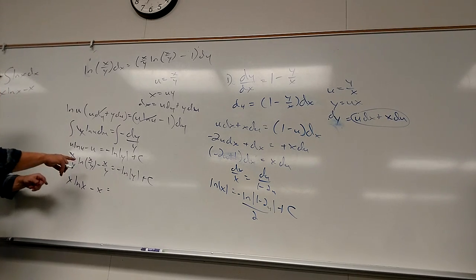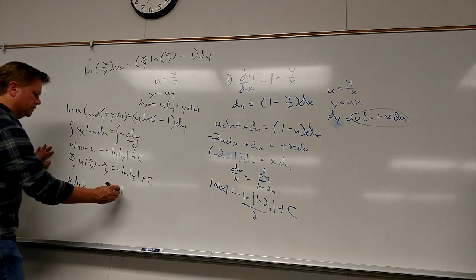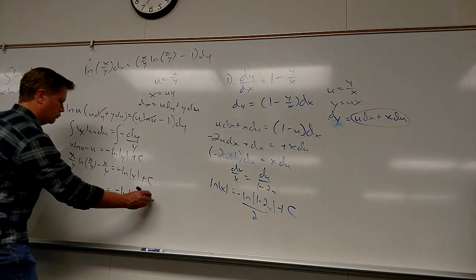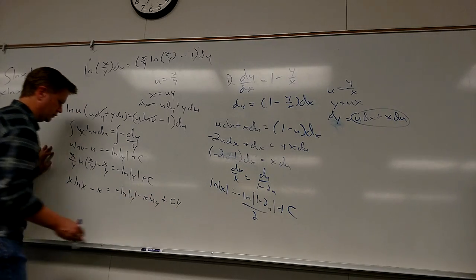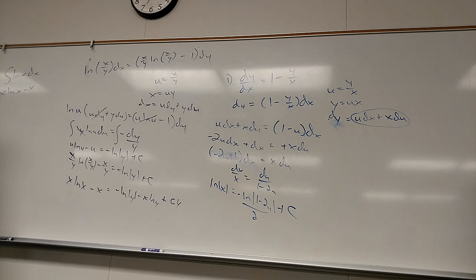This would be y minus 1, right? x ln y minus ln y minus x ln y. I still have an x over there, too bad. Plus cy. I was trying to make all my x's and y's on one side, but I don't think I can. Anyway, yes? Why is the u supposed to be y over x?